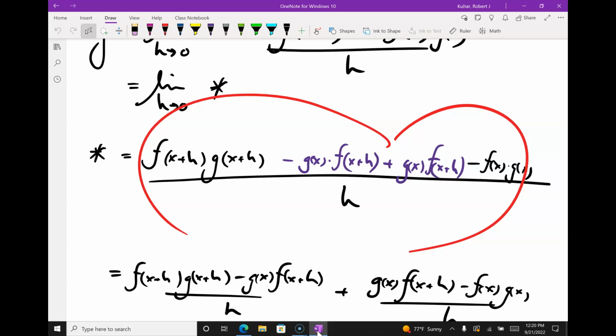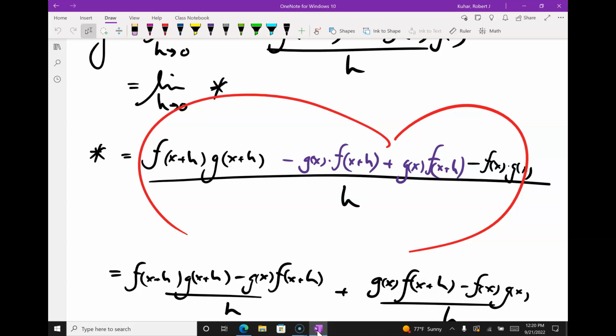This is not me. I'm not a genius. I just am good at remembering things, or at least I used to be. So I'm going to add nothing. Notice I have g of x times f of x plus h, and then the opposite of that. So this purple is equal to 0, right? Do we agree? The purple is 0. It's not there. But then what I often will do if I have a multi-term numerator is I'll divide and conquer. So I'm going to take these two pieces over h plus these two pieces over h.